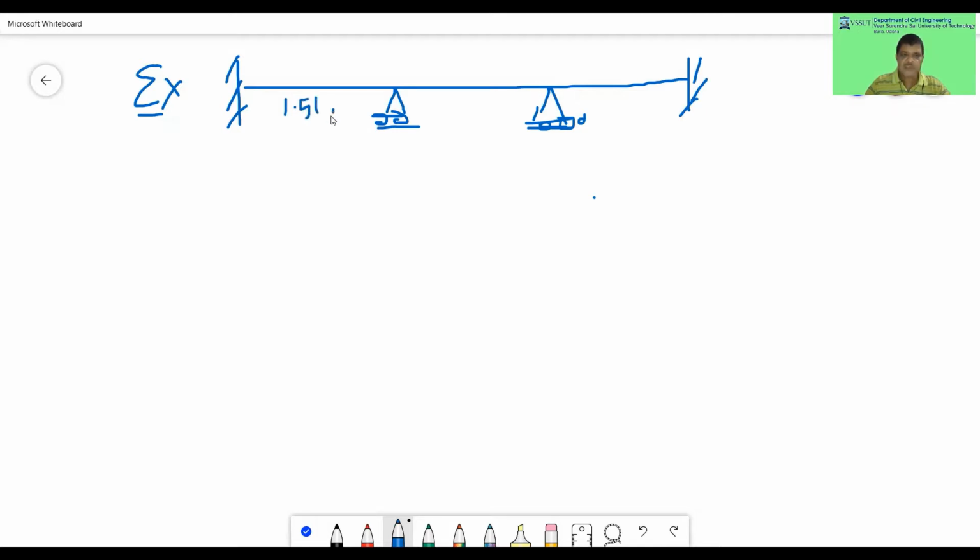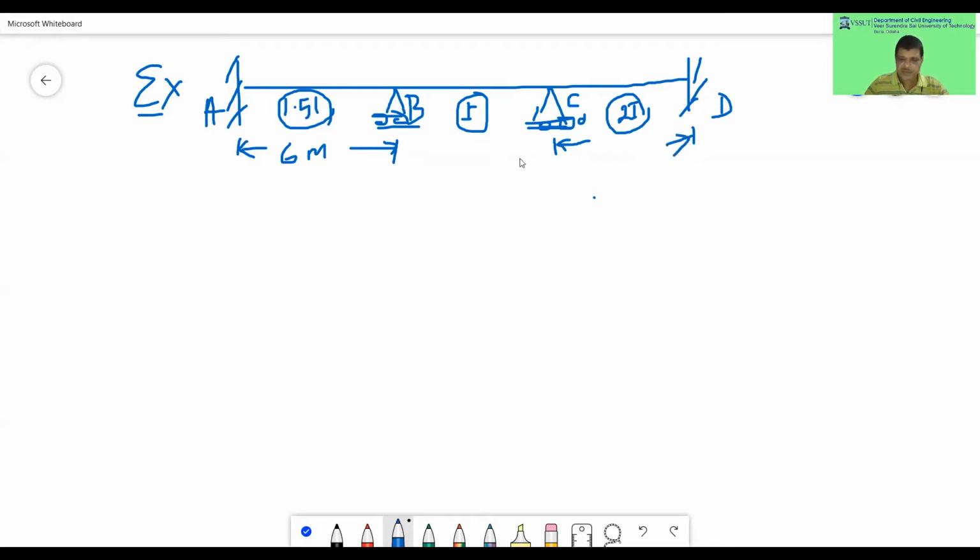The moment of inertia of this span is given as 1.5 I. The moment of inertia of this section is given as I. The moment of inertia of this section is given as 2 I. Now let us take the supports A, B, C, and D. The span here is 6 meter, this span is 3 meter, and this span is 8 meter. They are not to scale.